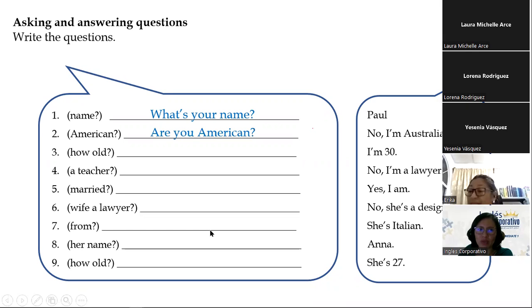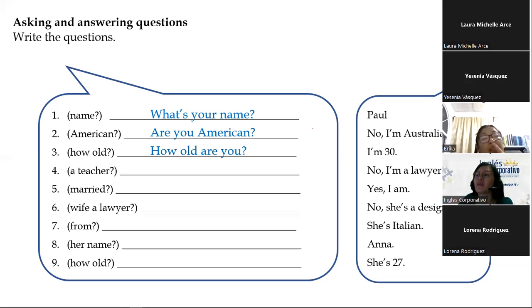What about the next one, Lorena? How old are you? Very good. How old are you? I'm 30. I'm 30. Muy bien, correcto. Yesenia? Are you a teacher? Muy bien, right? Are you a teacher? No, I'm a lawyer, right?